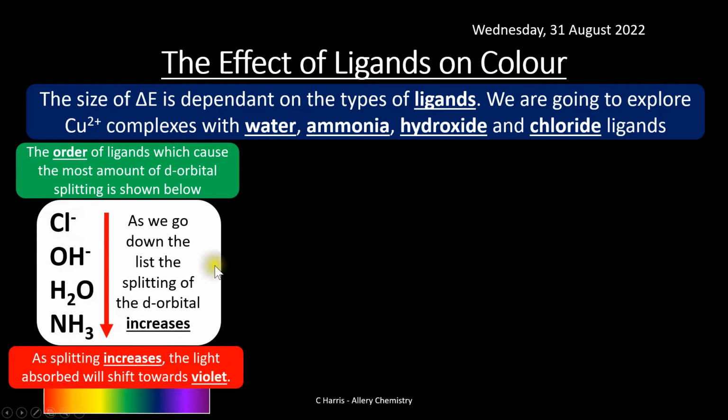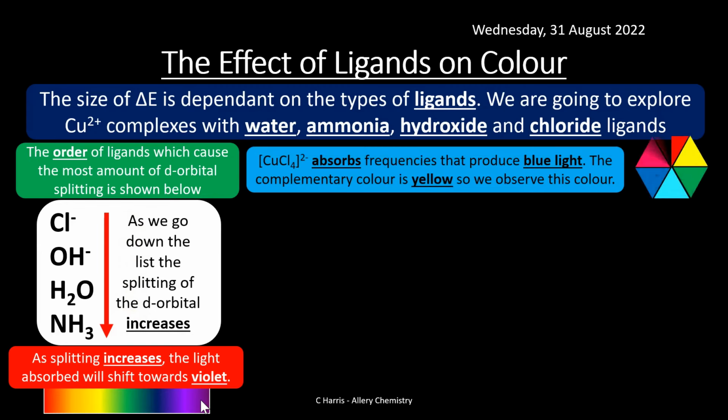So as the splitting increases, as we go down the list, the light absorbed will shift more towards the violet color. This is what the complex absorbs. So it needs more energy, remember. So CuCl4 2-, absorbs frequencies that produce blue light. Remember that the splitting isn't as great here, so it absorbs the lower energy, so it's up here. It absorbs the frequencies that produce blue light. The complementary color is yellow, so that's the color that we observe with that one.